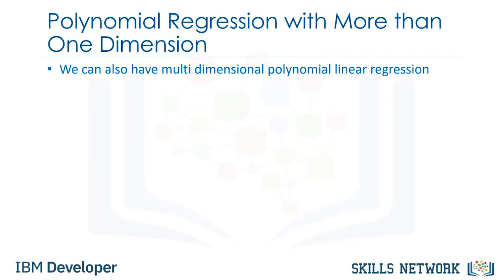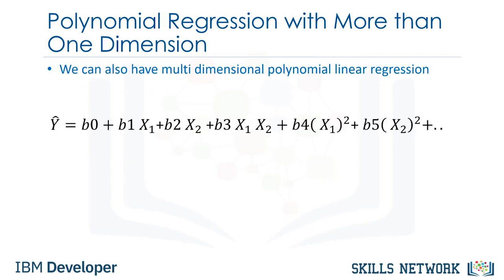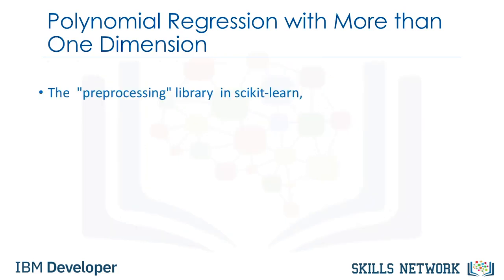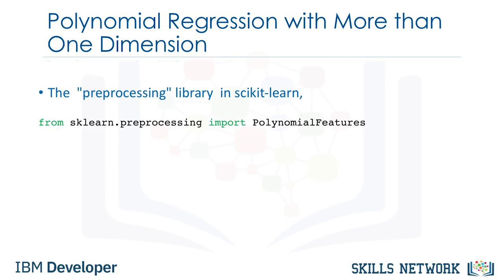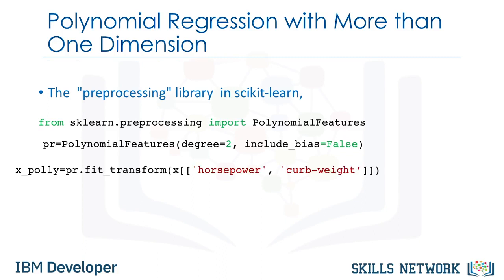We can also have multidimensional polynomial linear regression. The expression can get complicated. Here are just some of the terms for a two-dimensional second-order polynomial. NumPy's polyfit function cannot perform this type of regression. We use the pre-processing library in scikit-learn to create a polynomial feature object. The constructor takes the degree of the polynomial as a parameter. Then we transform the features into a polynomial feature with the fit_transform method.